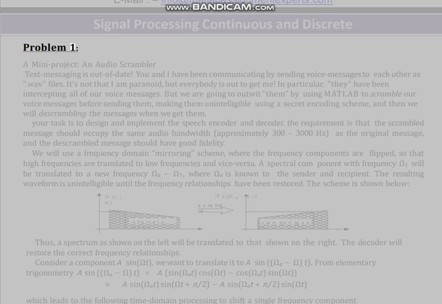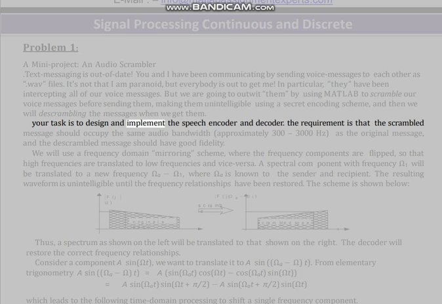Problem 1. A mini project, an audio scrambler. Text messaging is out of date. You and I have been communicating by sending voice messages to each other as .wav files. It's not that I am paranoid, but everybody is out to get me. In particular, they have been intercepting all of our voice messages. But we are going to outwit them by using Matlab to scramble our voice messages before sending them, making them unintelligible using a secret encoding scheme, and then we will descramble the messages when we get them.